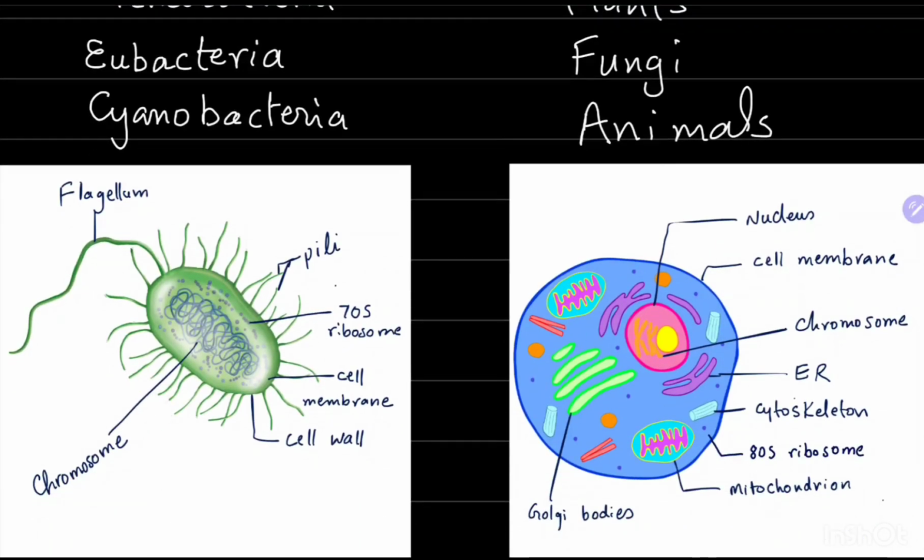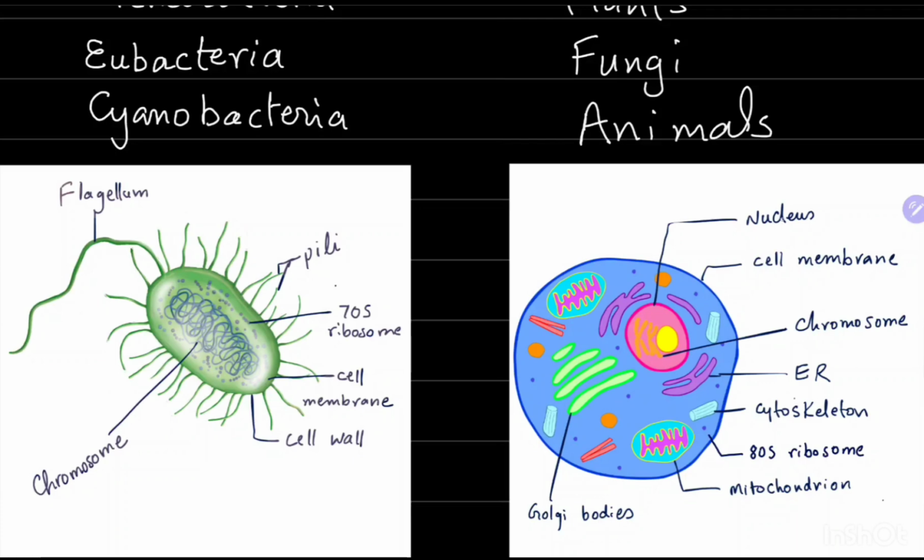This one is a prokaryotic cell. It has a flagellum here. These are pili. There's a 70S ribosome. There's a cell membrane, and a cell wall is present in both. The chromosome is present directly in the cytoplasm. It is not enclosed in a well-defined membrane, so there is no nucleus.